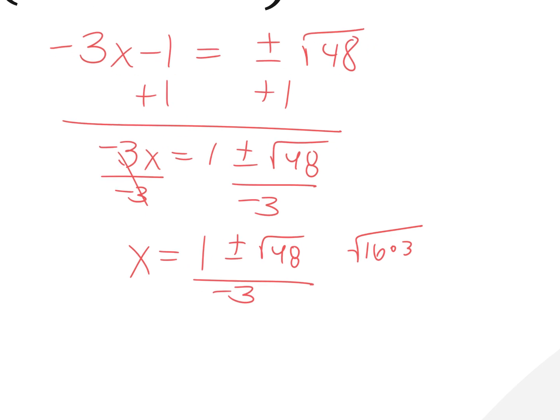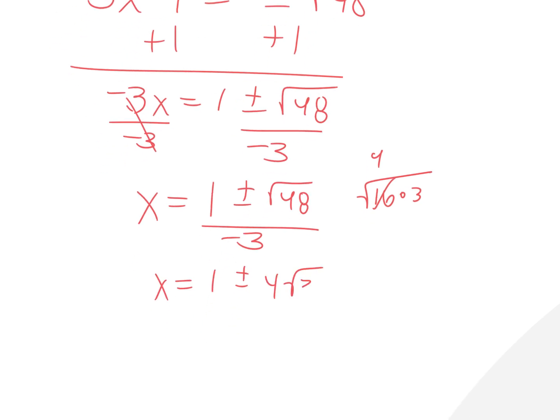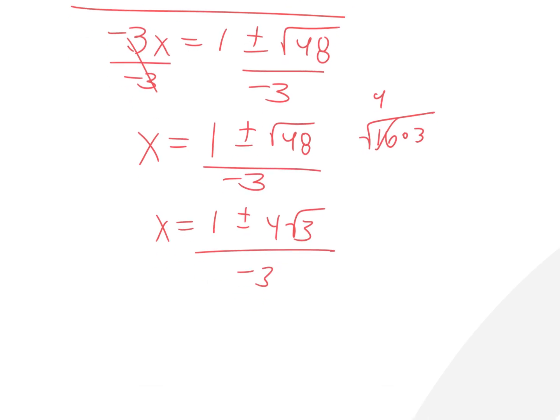So thank you. All right, how can I break down 16? 4. Okay, so this becomes 4 root 3. So it's x equals 1 plus or minus 4 square root of 3 over negative 3. If you guys want to split it, you can. You don't have to. You can have 1 over negative 3 plus or minus 4 root 3 over negative 3. But I would just leave it just like that. Perfectly fine.